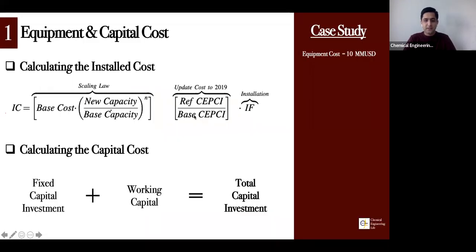So the very first thing that we need to look at is the equipment and the capital cost. The equipment cost can be calculated using the formula that is shown on the slide.